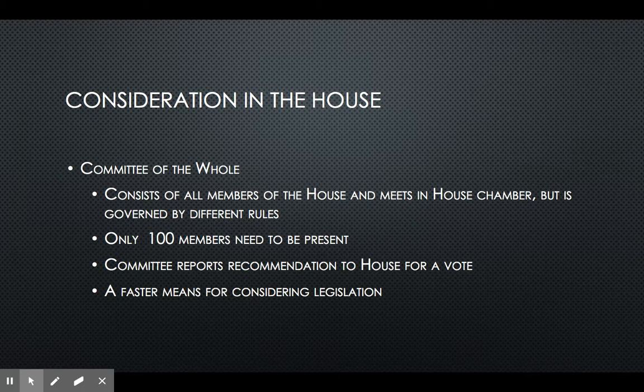So we said before that the House is much more formally structured, and this Committee of the Whole just gives a bit more relaxed rules for considering legislation. Only 100 members of the House need to be present for the Committee of the Whole. Most of the time, the Committee of the Whole consists of the whole House. And the committee will report its recommendation for a piece of legislation to the House for a vote. So this is just a faster means for considering legislation in the House of Representatives.